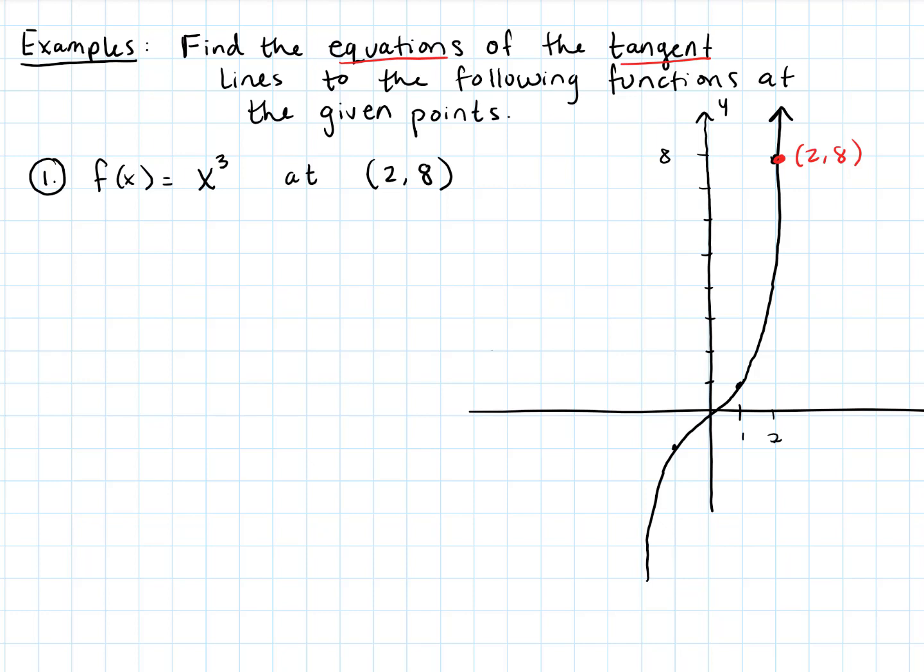Now, to find the equation of any line, the first thing you need is to find the slope. So find the slope first. Okay, that will be our first thing. So we need to find the slope of the tangent line.